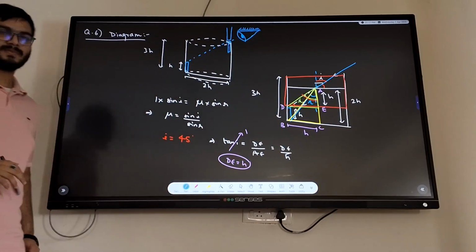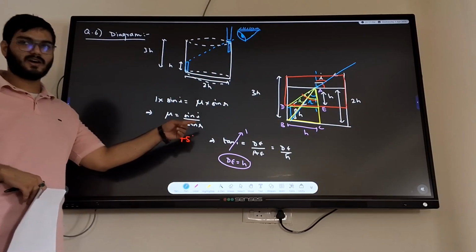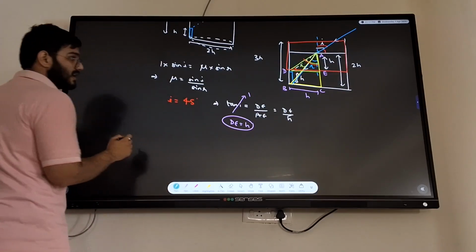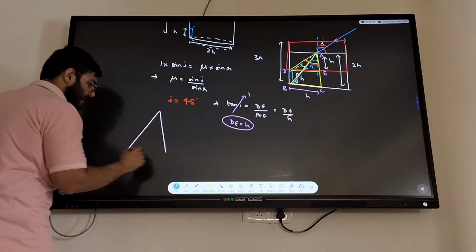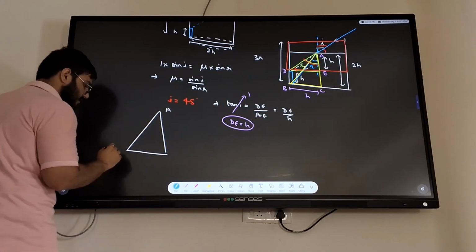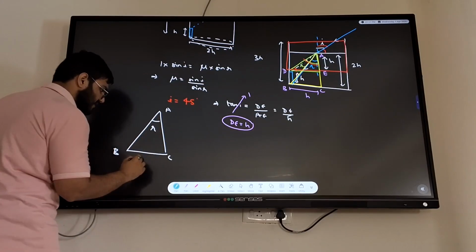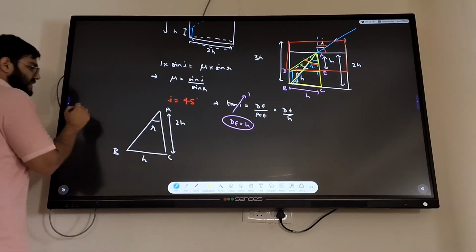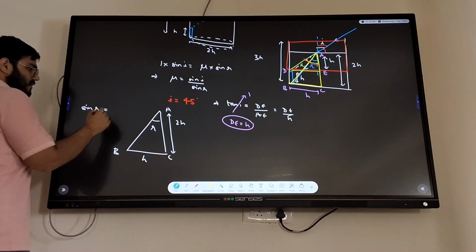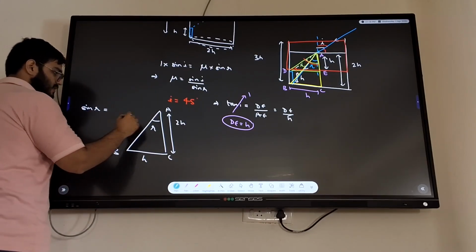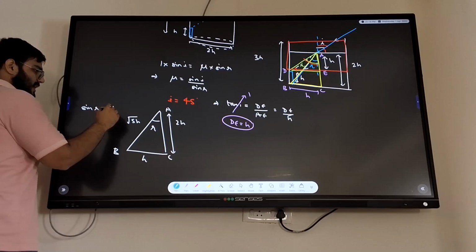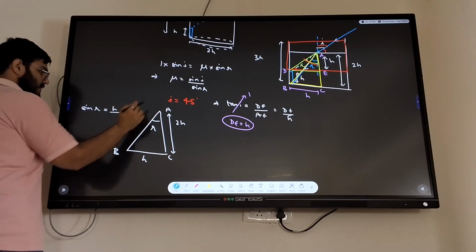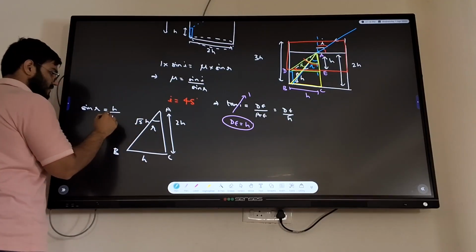H हो गया? Then can I find my R now? What is sine R? Look at the triangle ABC. Since it's a circle, diameter 2h and radius h. This is R, this is h, this is 2h. Can you tell me what is sine R? 1 by 2. Achha, by the way, what is this length? Root 5 h. So it will be h by root 5 h. H बाहर है. This will be root 5 h.